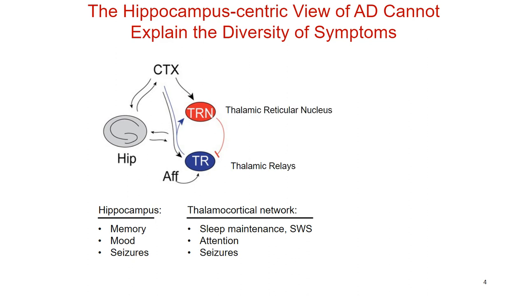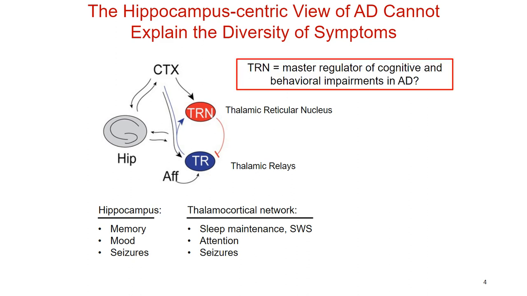The thalamocortical network interacts with the hippocampus and is comprised of a reciprocal communication between cortex and thalamus. The inputs from the deep layer of cortex to the thalamic relay nuclei are regulated by a major control nucleus called the thalamic reticular nucleus, or TRN. TRN is purely inhibitory, so it gates the propagation of sensory afferent information from the periphery to the cortex, which is particularly important during sleep. We therefore hypothesize that the TRN is a master regulator of cognitive and behavioral impairments in AD.